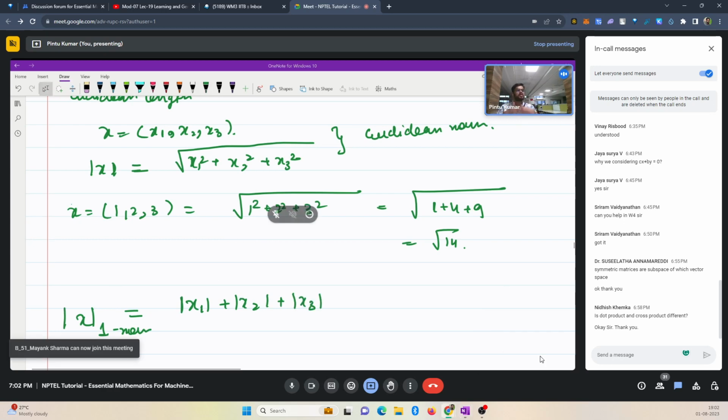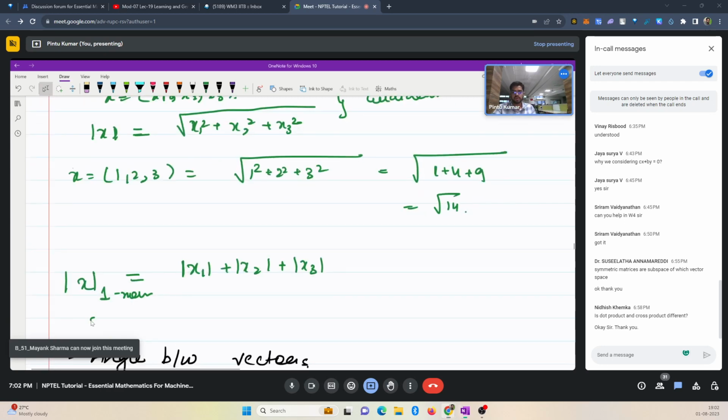So you can have many definitions of length. For example, if you have x equal to minus 1 comma 1 comma 1, then what is its one norm? One norm is mod of minus 1 plus mod of 1 plus mod of 1, that is 3.